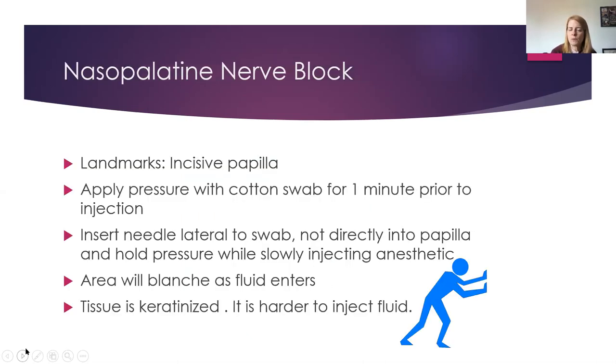Nasopalatine. We've got the nasopalatine nerve coming through the incisive foramen underneath the incisive papilla. You are going to inject at the fattest part of that incisive papilla. You're going to apply pressure with the cotton swab for 1 minute prior to the injection. Topical wipe. Pressure anesthesia for 1 minute, and then you're going to do your injection. The needle is going to be just to the side of the cotton-tipped applicator, not directly into it, and you're going to hold the pressure while you're slowly injecting.